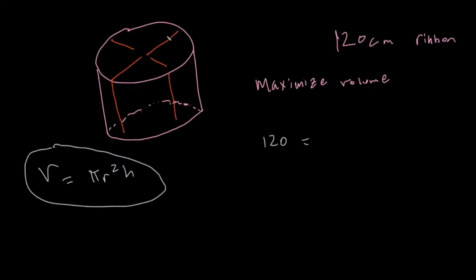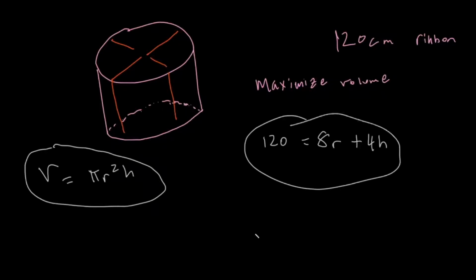So basically on the top there are 4 streaks of ribbon, on the side there are 4 streaks of ribbon, and on the bottom there are 4 streaks of ribbon, right? Is that good so far? So the length of the ribbon will come from 4 radius on the top, 4 radius on the bottom. So we say 8 radius worth plus 4h. So it's 8 radii and 4 heights. That's 1, 2, 3, 4. Is this good so far, Jalen? Do you have any questions about this equation?